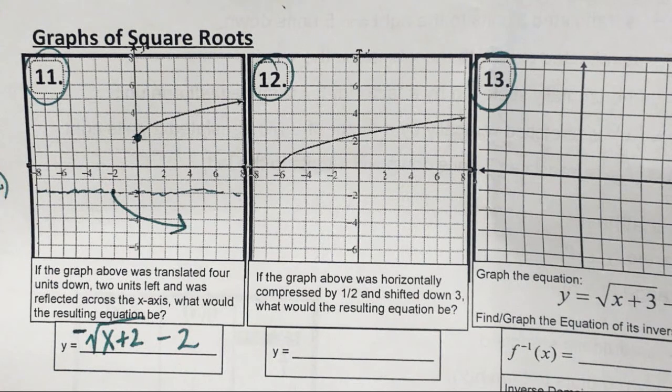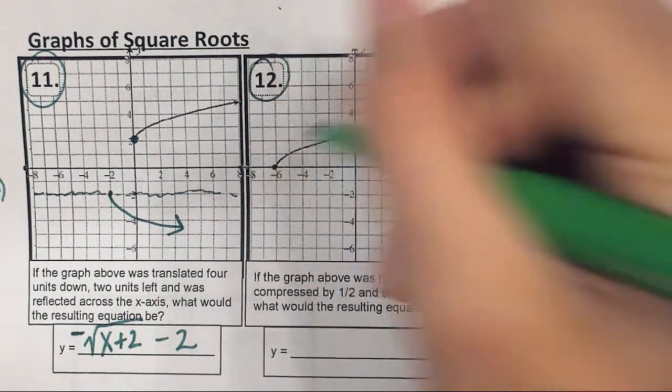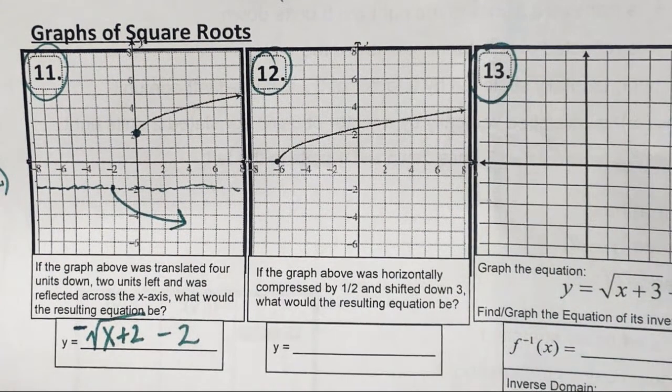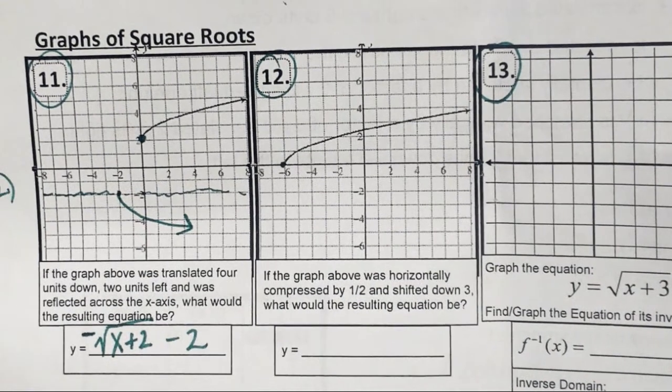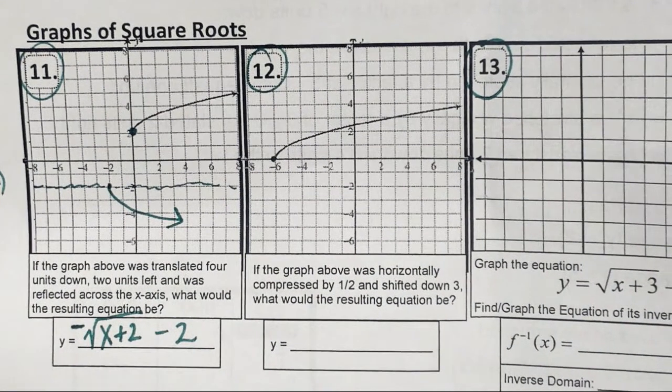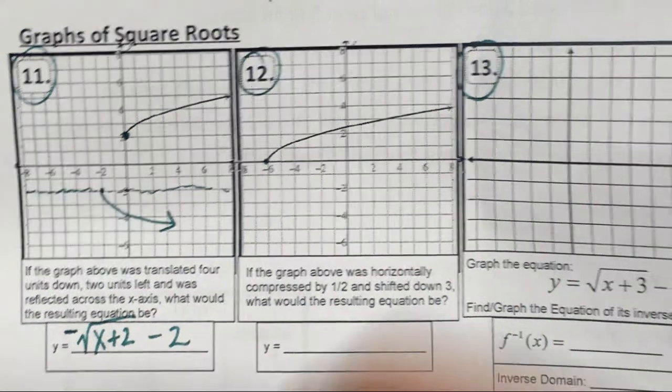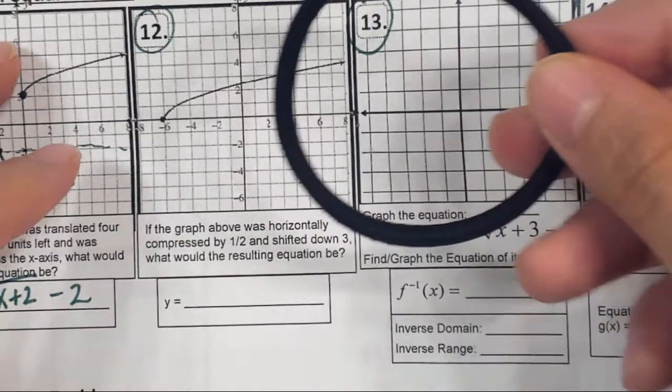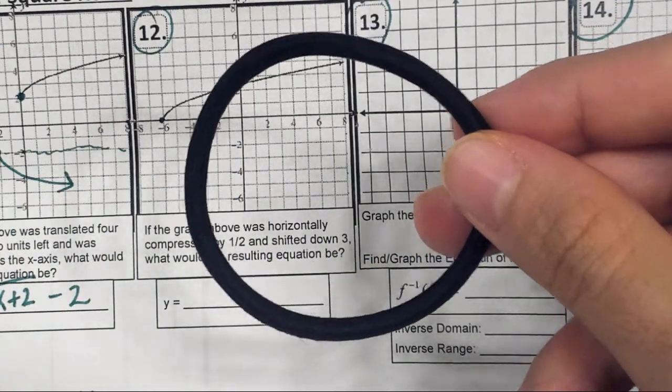Alright, so number 12. It says, as the graph above was horizontally compressed by 1/2 and shifted down 3, what would the resulting equation be? So here's my vertex. Now, the horizontal, vertical stretch and compressions don't do anything to your shift, right? I always tell my kids, if I have a rubber band, just like this, here's my hair rubber band. Let me zoom out.